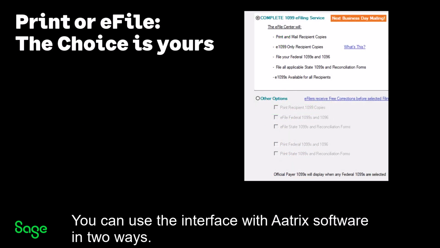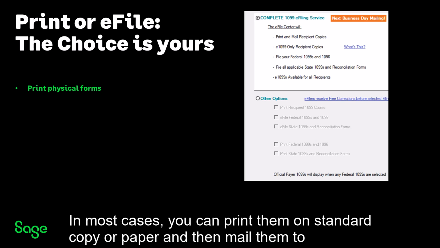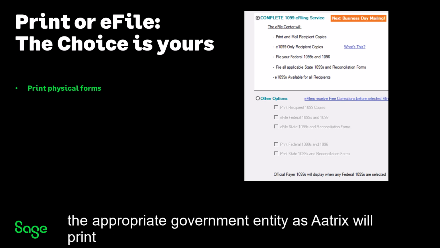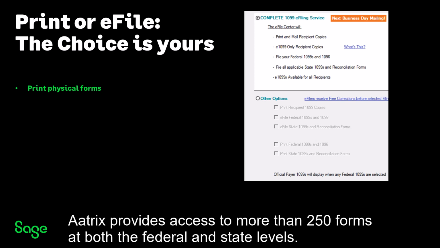You can use the interface with Atrix software in two ways. You can use it to produce physical copies of your government forms. In most cases, you can print them on standard copy paper and then mail them to the appropriate government entity, as Atrix will print the actual form with your payroll information on it. Atrix provides access to more than 250 forms at both the federal and state levels.